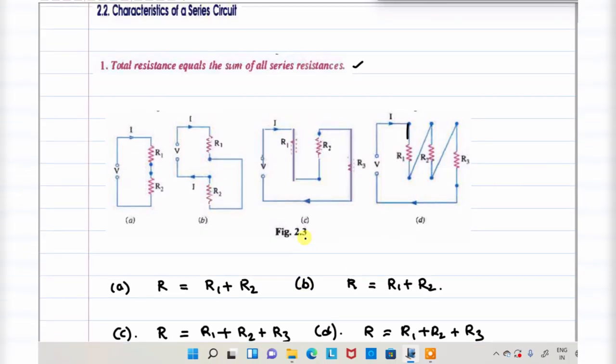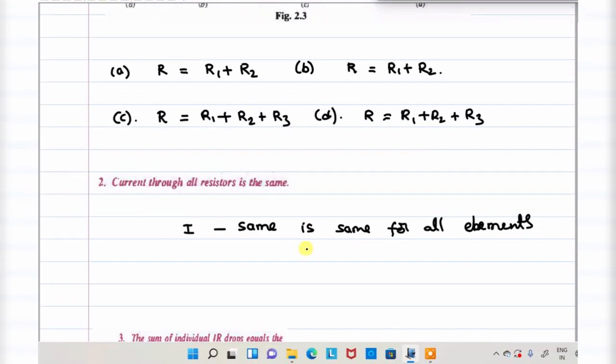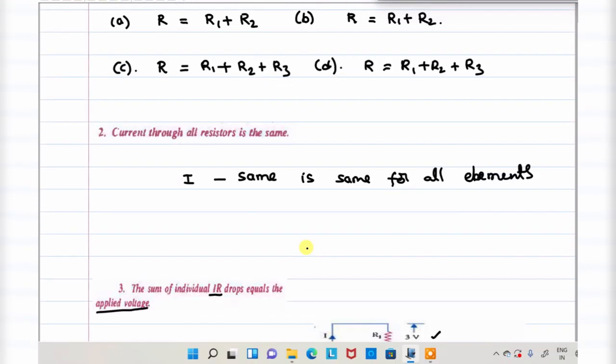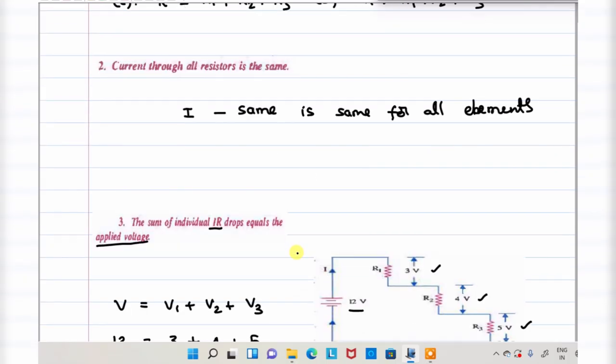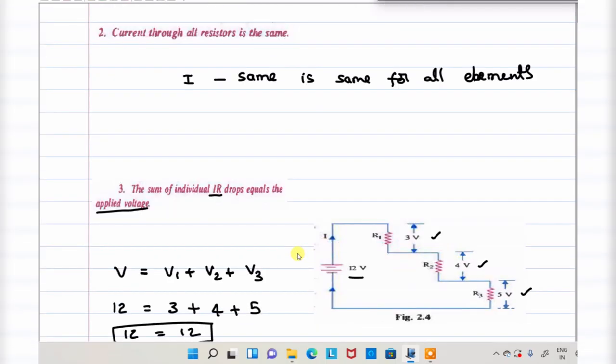What is the first characteristic? The sum of all the resistors is equal to the equivalent resistance, the total resistance. The second characteristic is that the current through all the resistors is the same. And the third one is that the summation of individual voltage drops is equal to the applied voltage.